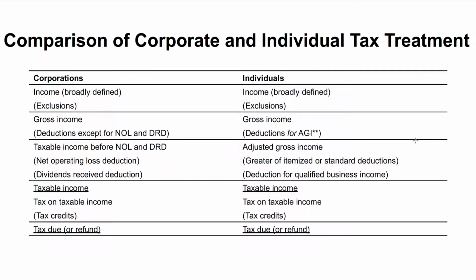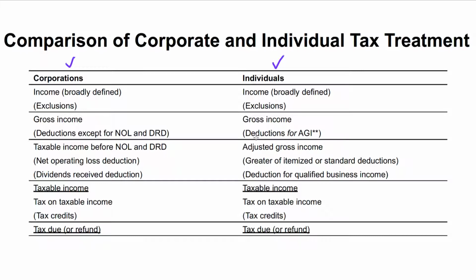The starting point I like to use with normal corporate operations is to compare and contrast the individual income tax structure with the corporate income tax structure. On the left here, we have the corporate tax Form 1120 structure. On the right side, we have the Form 1040 individual structure. What you're going to notice is there's some similarity, but there are lots of differences.